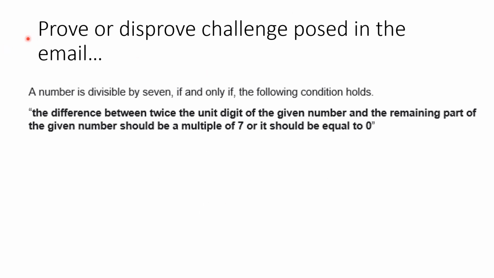By way of introduction, I proposed a challenge for you to prove or disprove the statement that a number is divisible by 7 if and only if the following condition holds. The difference between twice the unit digit of the given number and the remaining part of the given number should be a multiple of 7, where another multiple of 7 is 7 times 0.